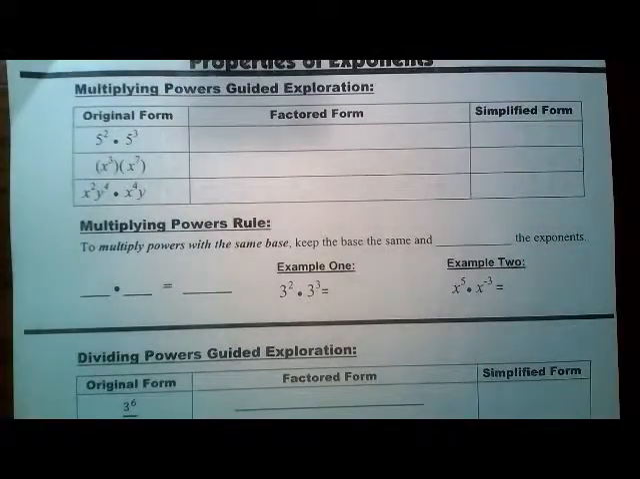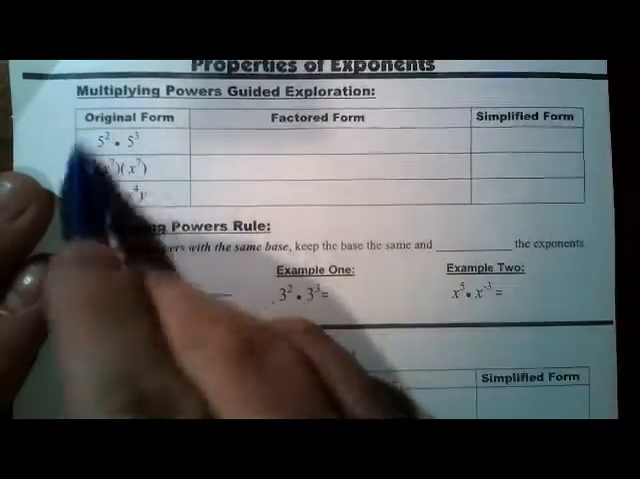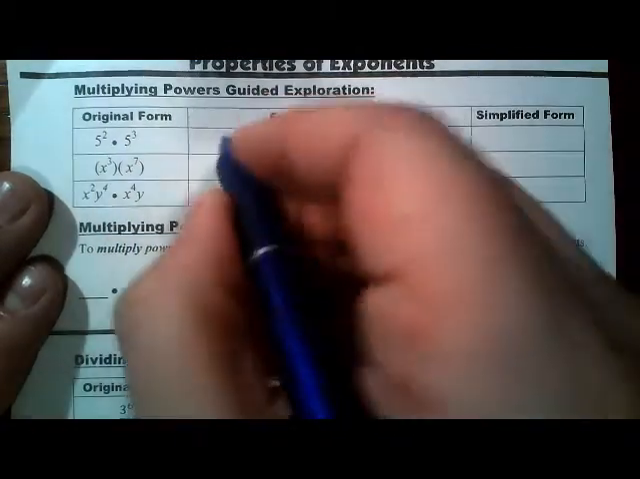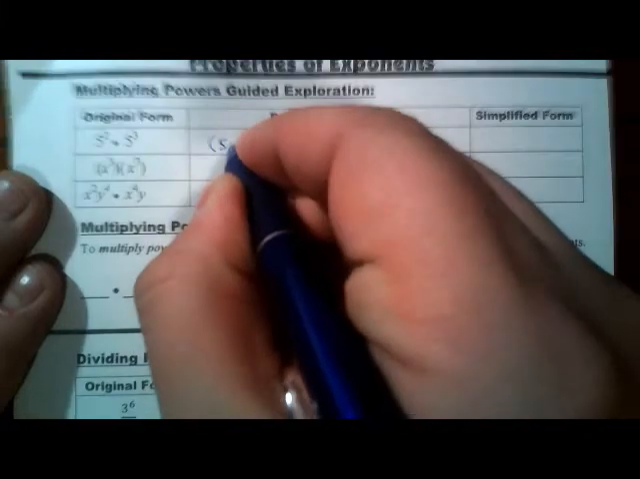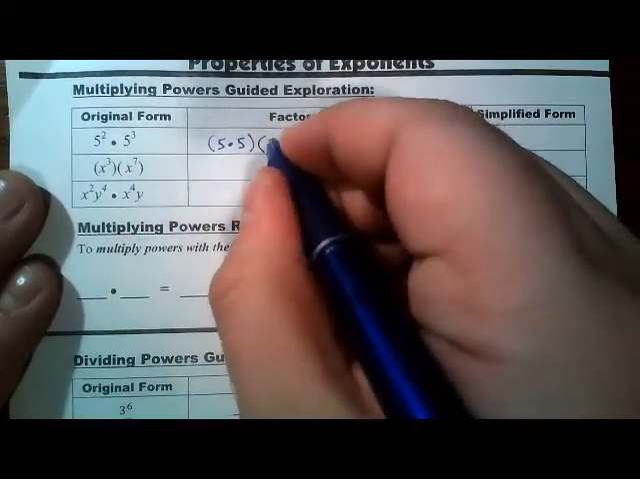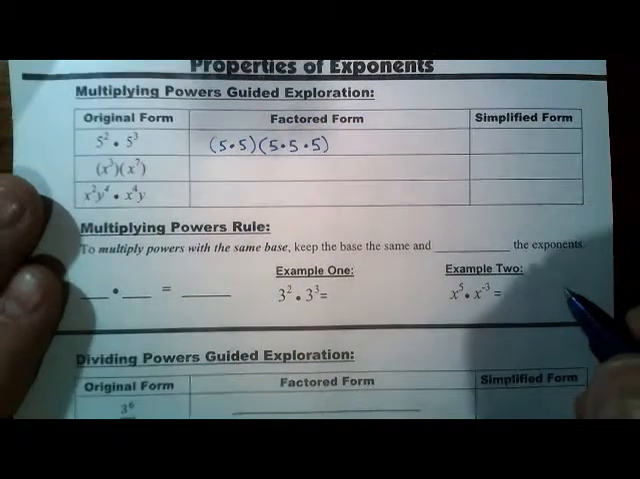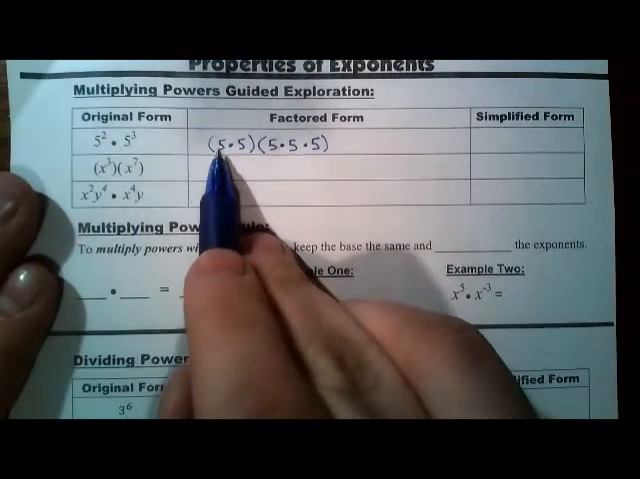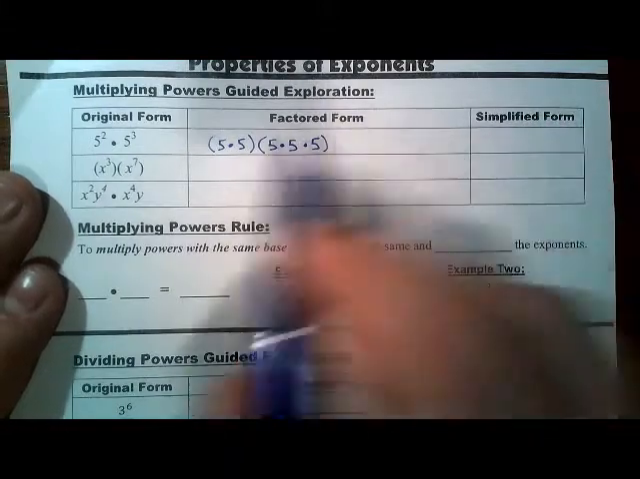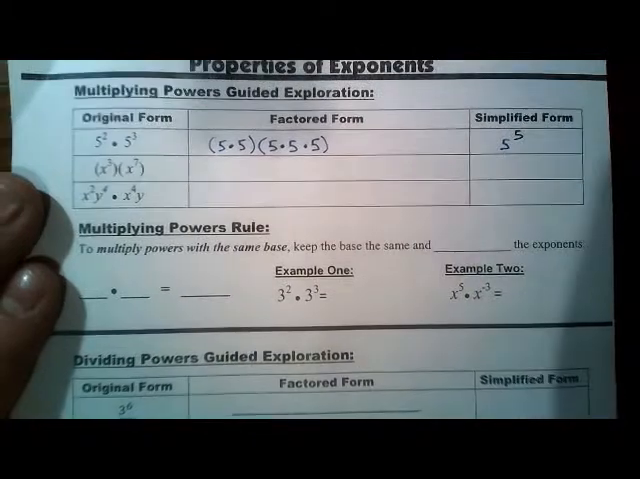First one is multiplying powers. So this is a power here, right? 5 squared, this whole thing is a power. 5 cubed, this whole thing is a power. In factored form, we write it out as, well, 5 squared is 5 times 5. And 5 cubed is 5 times 5 times 5. Now, what is another way to write 5 times 5 times 5 times 5 times 5? Well, I have 5 multiplied five times, so that's 5 to the 5th.